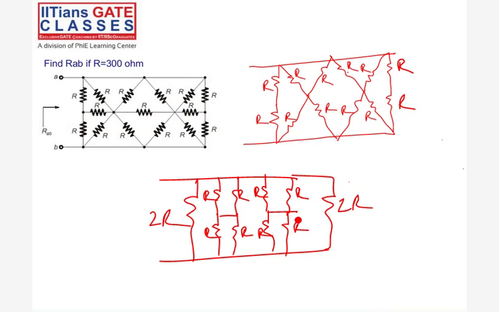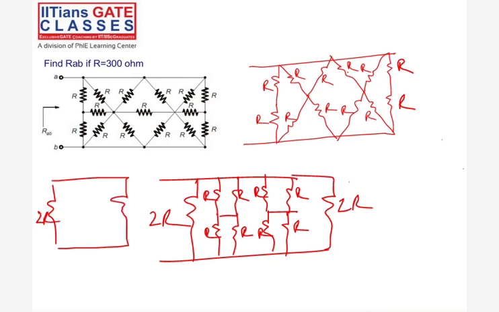So I'll draw it here. This is my 2R and 2R. So this is R by 2 and this is R by 2. R by 2 in series with R by 2 is R. This is R by 2 and this is R by 2. Series R. Okay. So again, if you see, these are all in parallel.